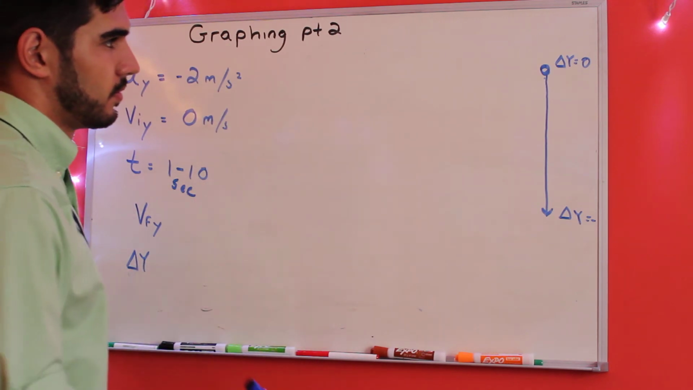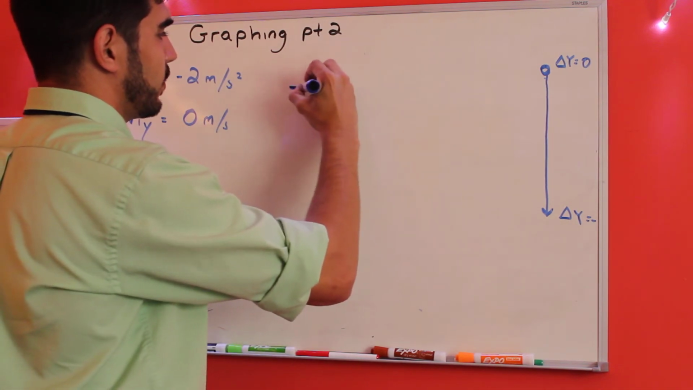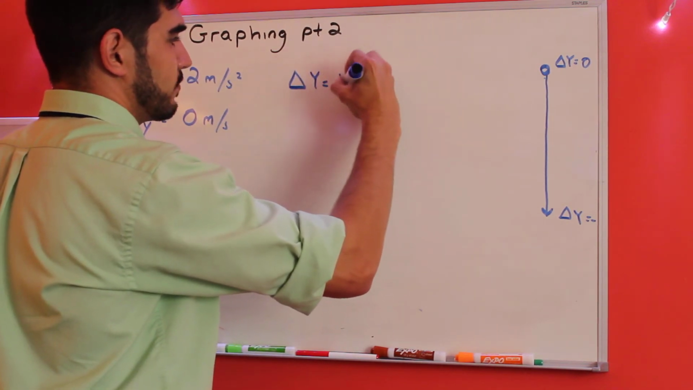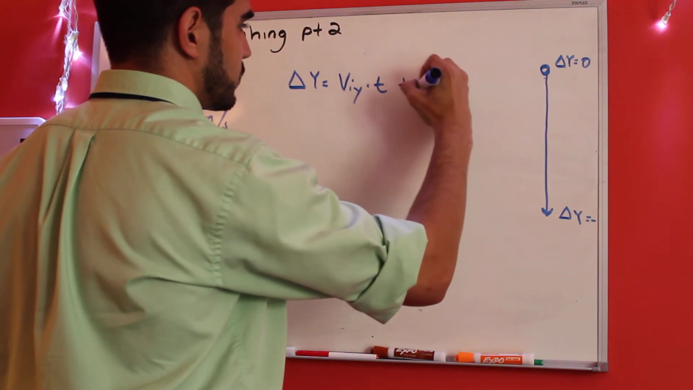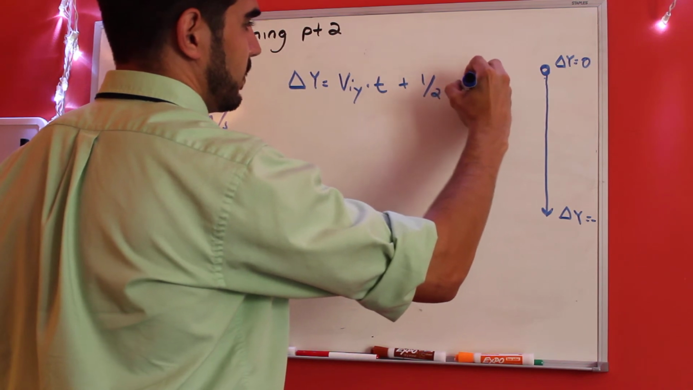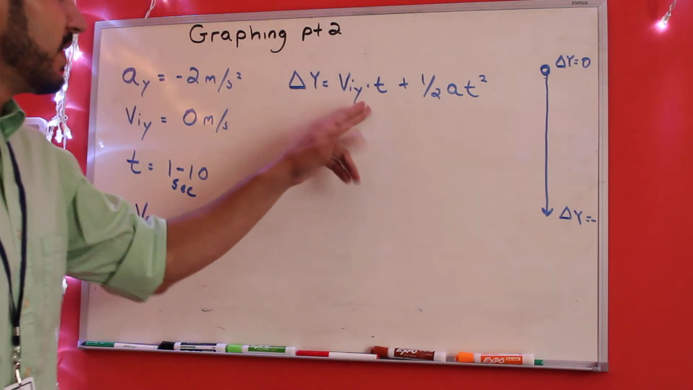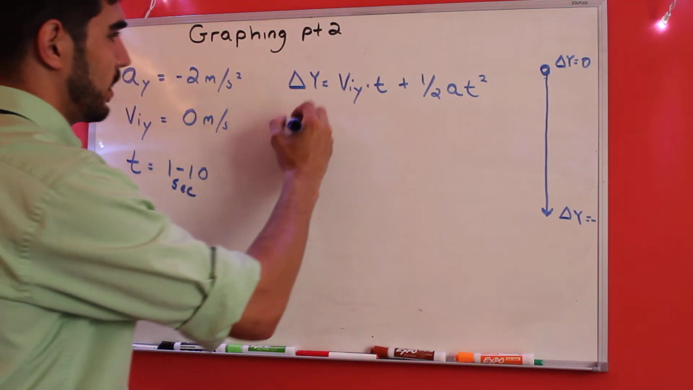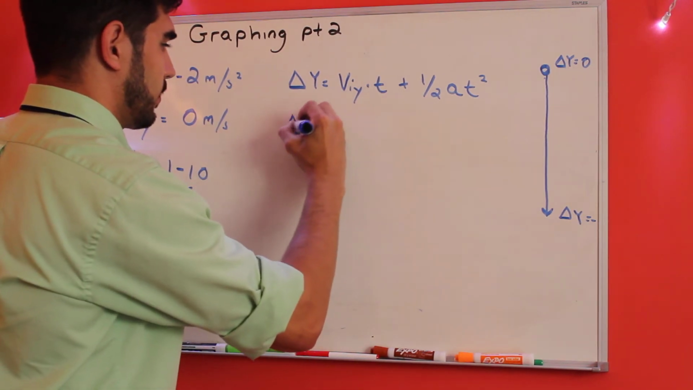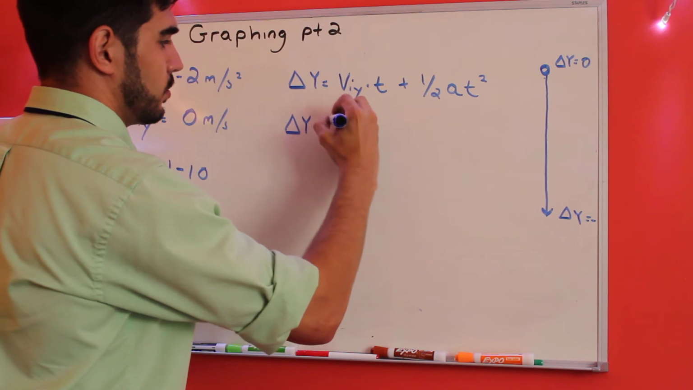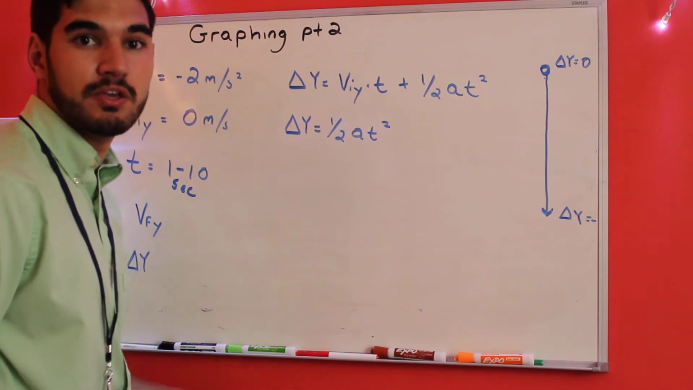Then we can start doing a few things to kind of clear this up. So we know we have an equation that says delta Y equals viY times t plus 1/2 at squared. Now, because I'm dropping this, we know our viY is equal to 0. And I can just change my time value to reflect the time. So I can say delta Y then equals 1/2 at squared for this particular situation.